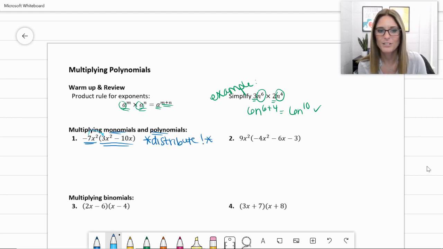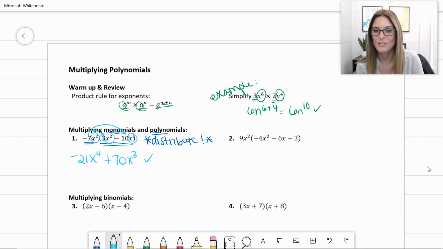So multiplying those first terms together gives me a negative 21. And use those x's, multiply those together, x squared times x squared, add those exponents gives us x to the 4th. Multiplying with the second term, two negatives make a positive, 7 times 10, 70. And then x squared times x. There's an understood 1 on that x, so 2 plus 1 gives me x to the 3rd, or x cubed. Negative 21x to the 4th plus 70x cubed is our final answer.